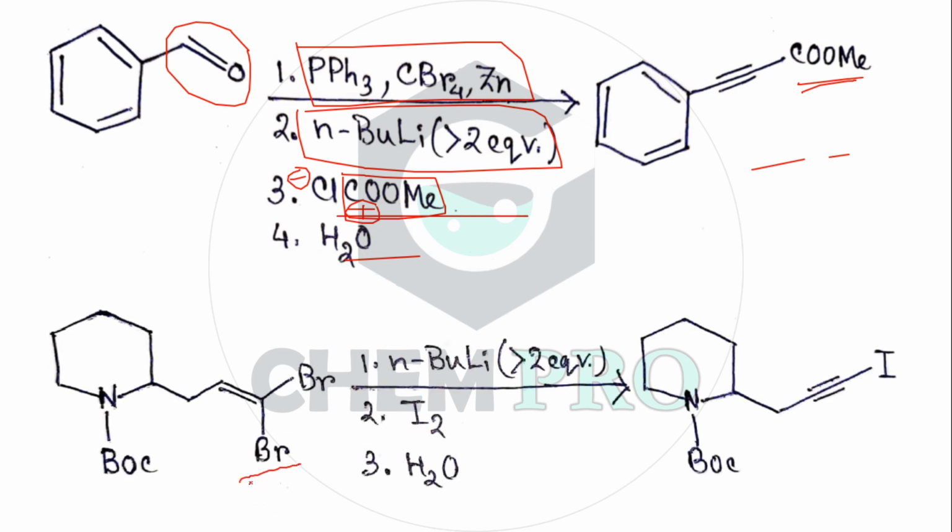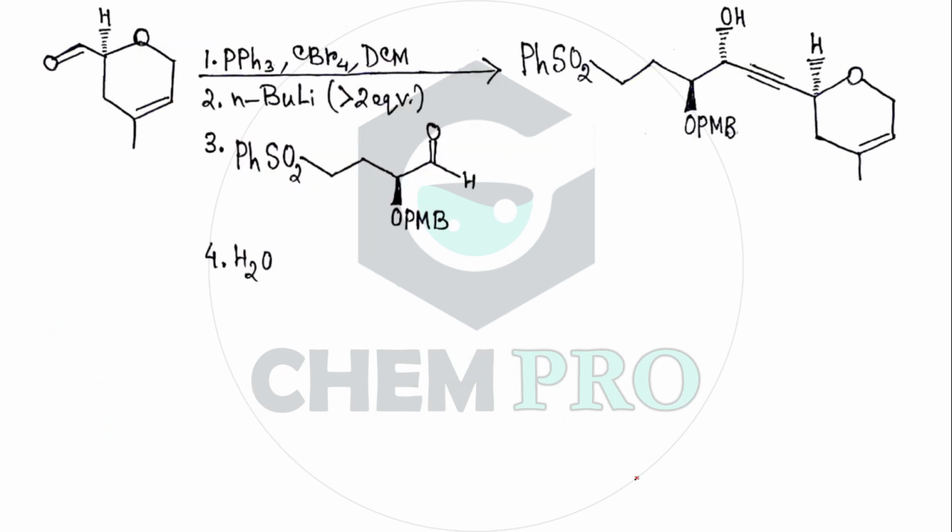And the second example is this. So this is a 1,1-dibromoalkene already, and after using n-butyllithium, more than 2 equivalents, and after having I2, that is I plus as the electrophile here, we can have this product. Okay, that is I in the place of hydrogen in the terminal alkyne. So this is the product.